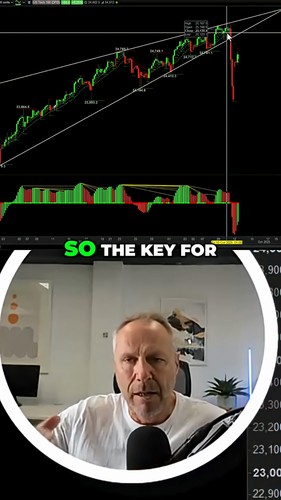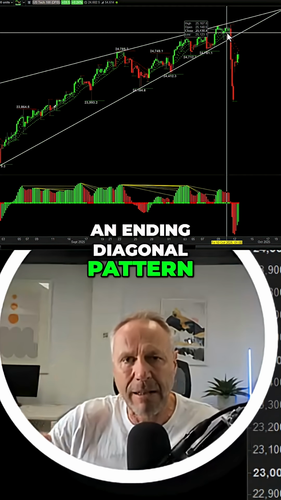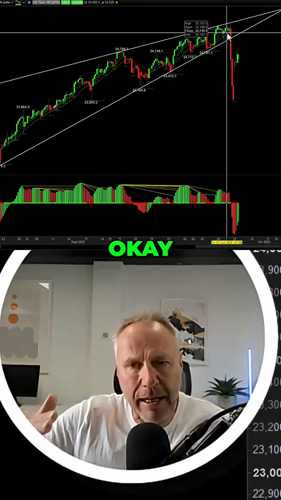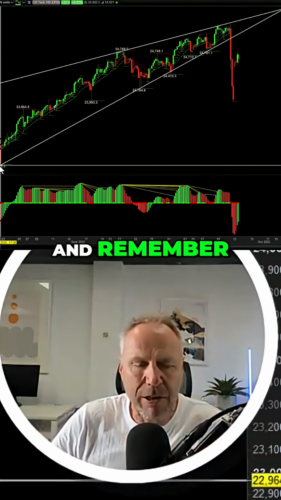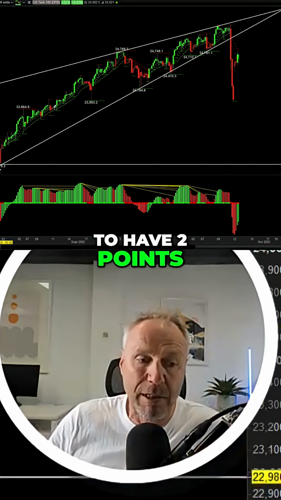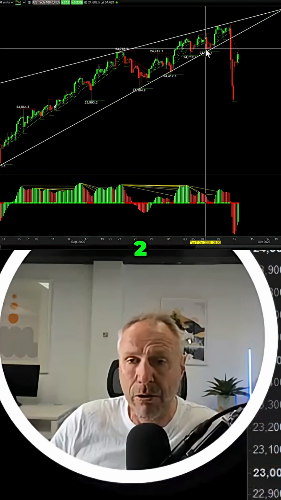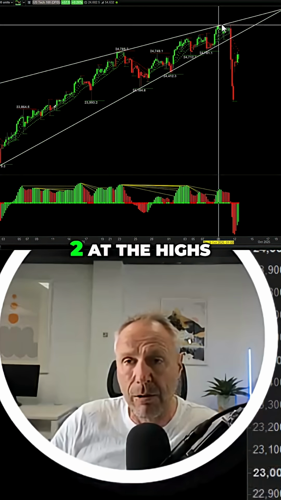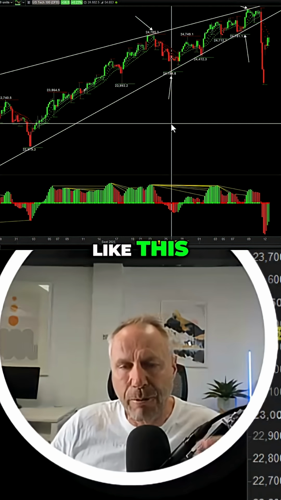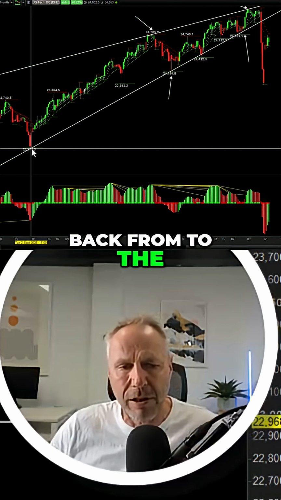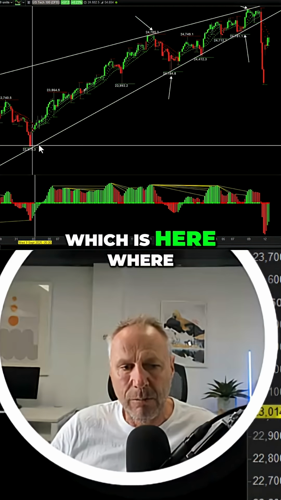All right, so the key for an ending diagonal pattern is trend lines merging. Running up an uptrend, up the lows. And remember, a trend line has to have two points of reference: 1, 2, 3, 1, 2 at the highs up here. Now with an ending diagonal like this, price loves to get back to the start of it, which is here where I started that trend line.